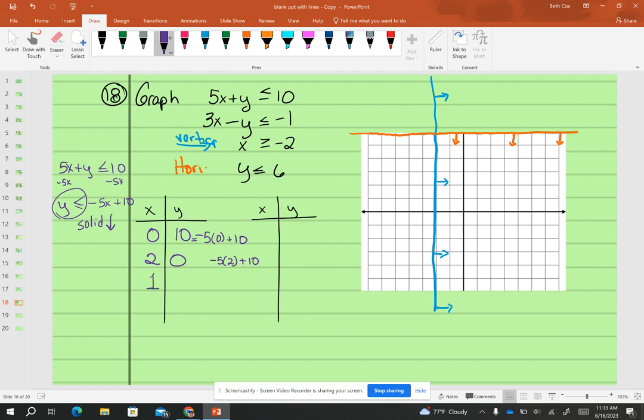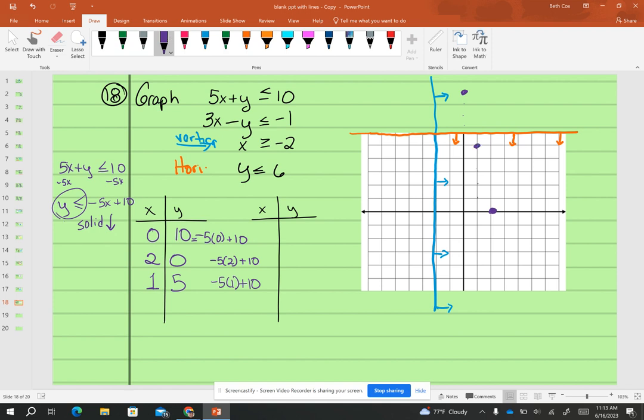Let's see if we can plug in 1 just to get another number. That's going to give me negative 5 plus 10, which is 5. So I have 0, 10. So 1, 2, 3, 4, 5, 6, 7, 8, 9, 10. I have 2, 0, 1, 2, 0. And I'm going to go ahead and do the 1, 5 just because I want more.